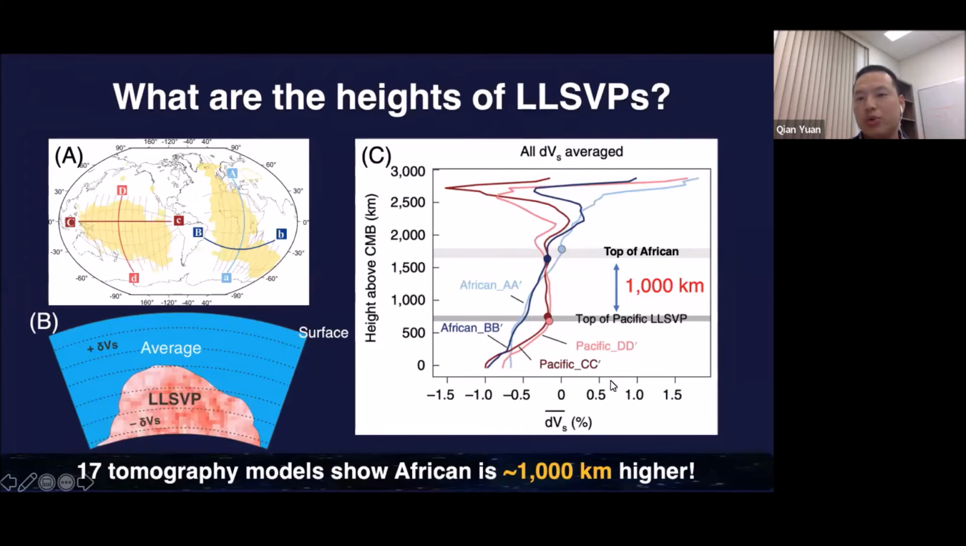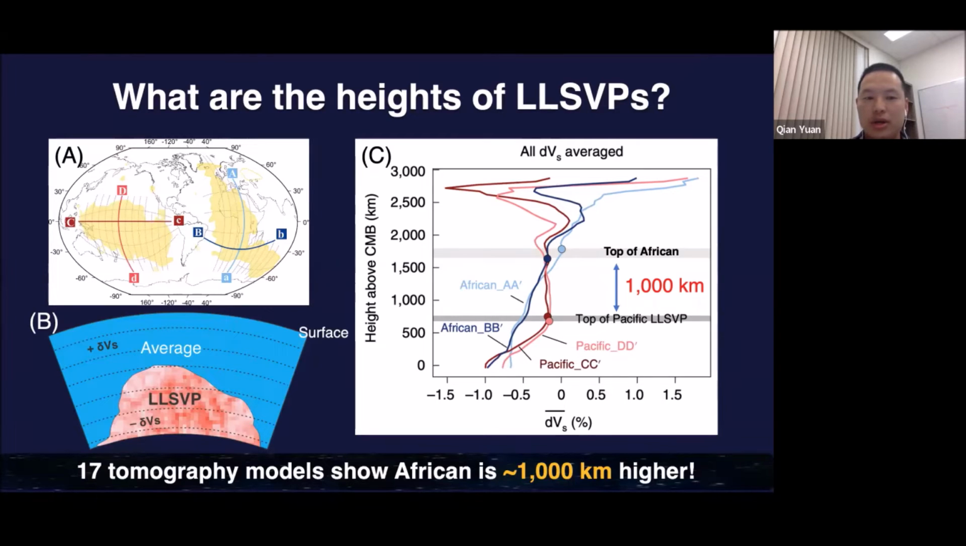Then we'll go to the blobs. What is the maximum height of LLSVPs? Previously, there were some regional studies. They either studied this part of the LLSVP or that part, using different data sets and different research. Although the previous studies show the African LLSVP may be higher, it's not very obvious. The height difference is a few hundred kilometers, and the resolution in global seismic tomography is also quite large.